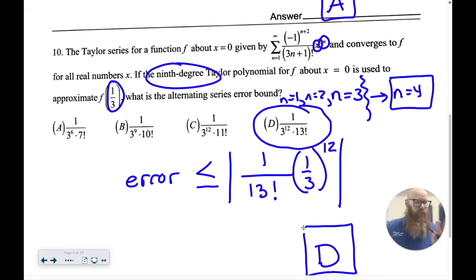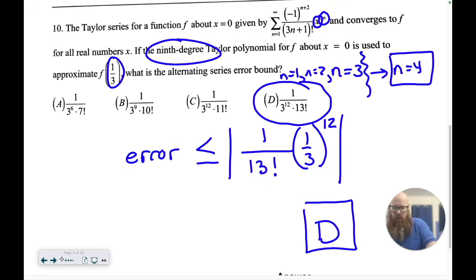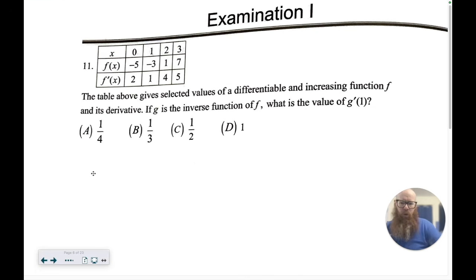Not to be confused with the Lagrange error bound, which I'm sure we'll see at some point during this test. All right, on we go.